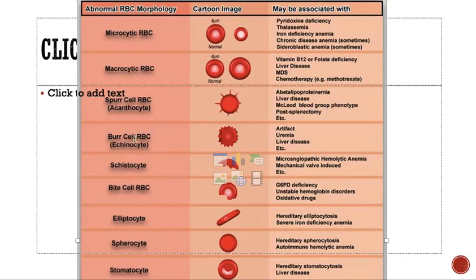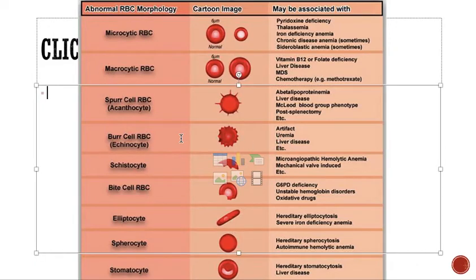Okay, burr cells or echinocytes. Now, how to differentiate between these two? Remember that burr cells are less spiky. In acanthocytes, the spikes are more. So they are also called echinocytes, right? The burr cells are also called echinocytes. It can be present in uremia, liver disease, as well as post-splenectomy. We can see these cells as well.